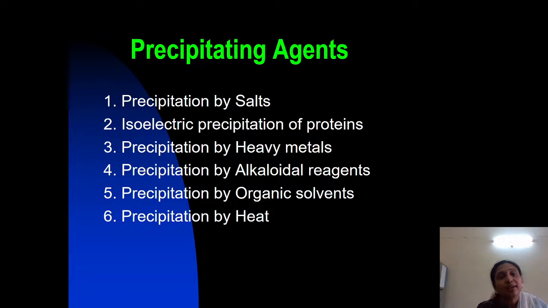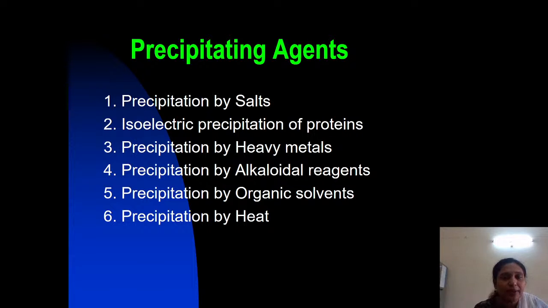Now here, what are the precipitating agents which cause protein precipitation? The precipitating agents are salts, bringing proteins to their isoelectric pH, heavy metals, alkaloidal reagents, organic solvents, and exposure to heat. All these are the various precipitating agents which result in the formation of precipitation.